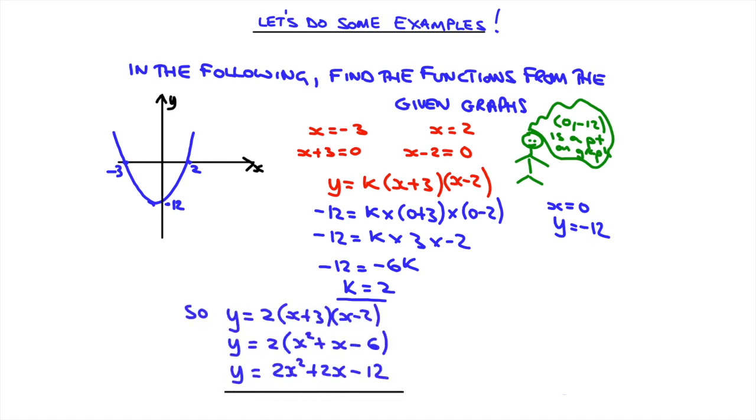Y is equal to k times x plus 3 times x minus 2. We've worked out k is 2. So we're able to say y equals 2 times x plus 3 times x minus 2. Expanding the brackets then leads us to y equals 2x squared plus 2x minus 12. So in that example, because we had the additional point, we can find the family of parabolas and then the particular parabola.